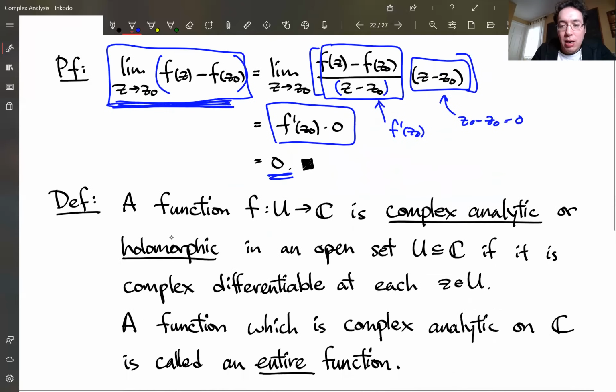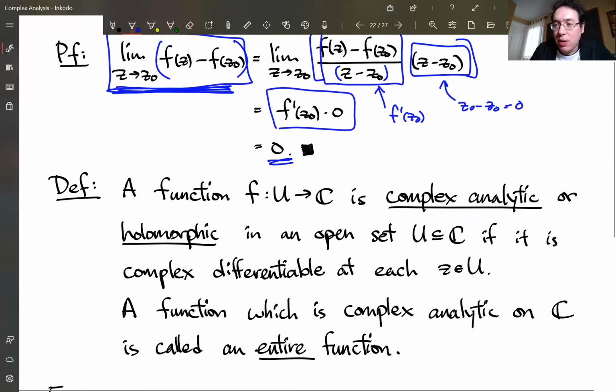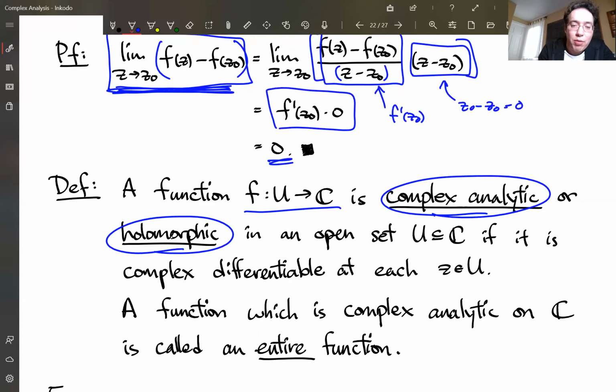Okay. I'm going to make an important definition here. If you have a complex function from U to the complex numbers, and here I'm taking U to be an open set, we say it's complex analytic or holomorphic. They both mean exactly the same thing. So it means within that open set U, it is complex differentiable everywhere in that set.